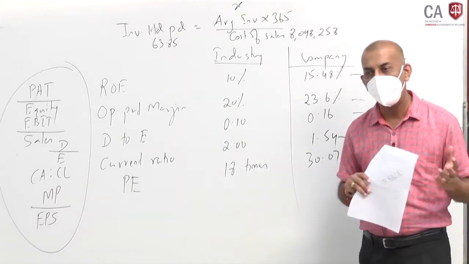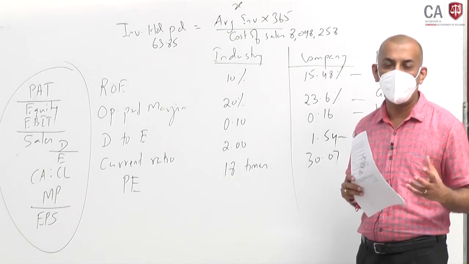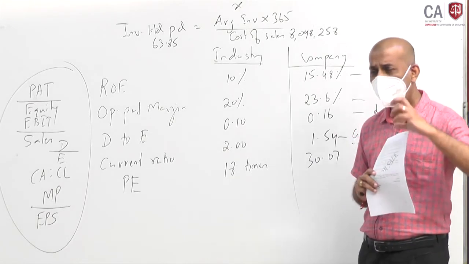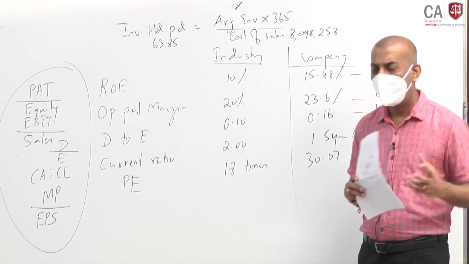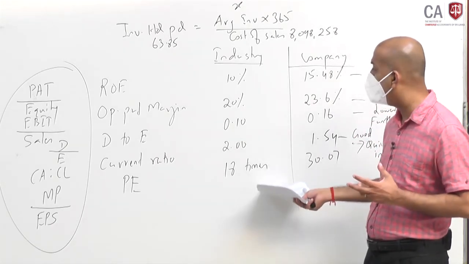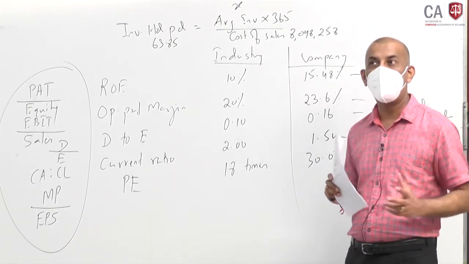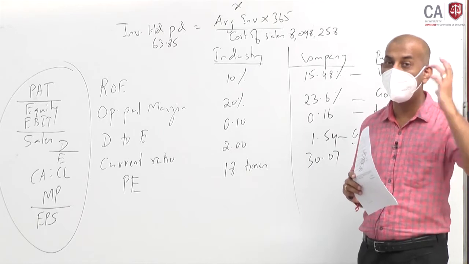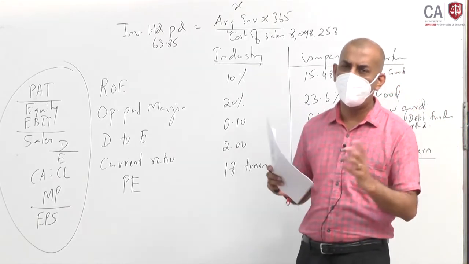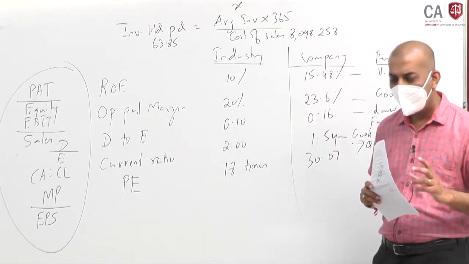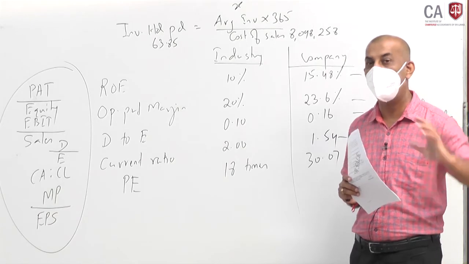PE ratio 18 times and 30 times means 18 times PE represents your company's market price as 18 times of earnings. But the industry has 18 times, your company has 30 times. So you are priced at 30 times your earnings per share. We may not have enough information about the company, but compared to the industry, your company is valued very high in the marketplace.